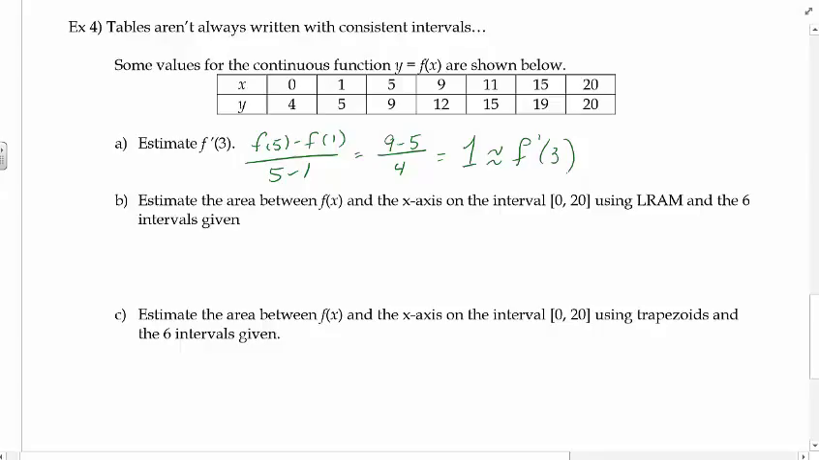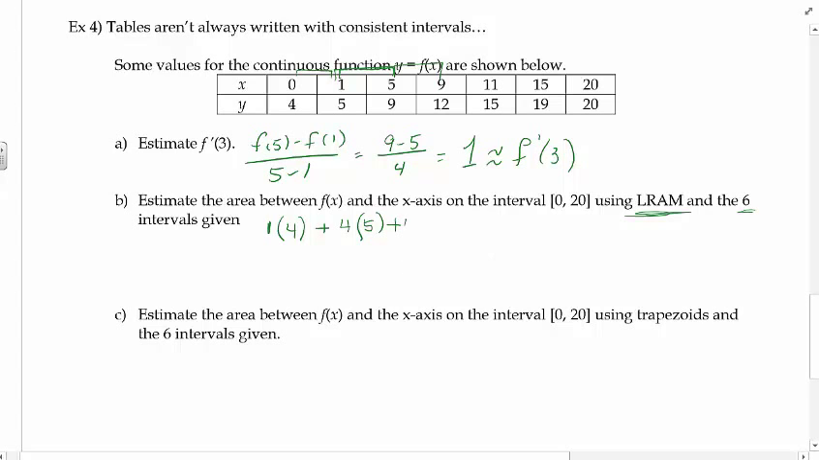Estimate the area between the function and the x-axis on the interval from 0 to 20 using LRAM and the 6 intervals given. So my first interval goes from 0 to 1. My first rectangle has a base of 1 and a height of LRAM, which comes from the left endpoint, which is 4. My next rectangle goes from 1 to 5, which is a width of 4, and a height of 5 because I'm using LRAM.